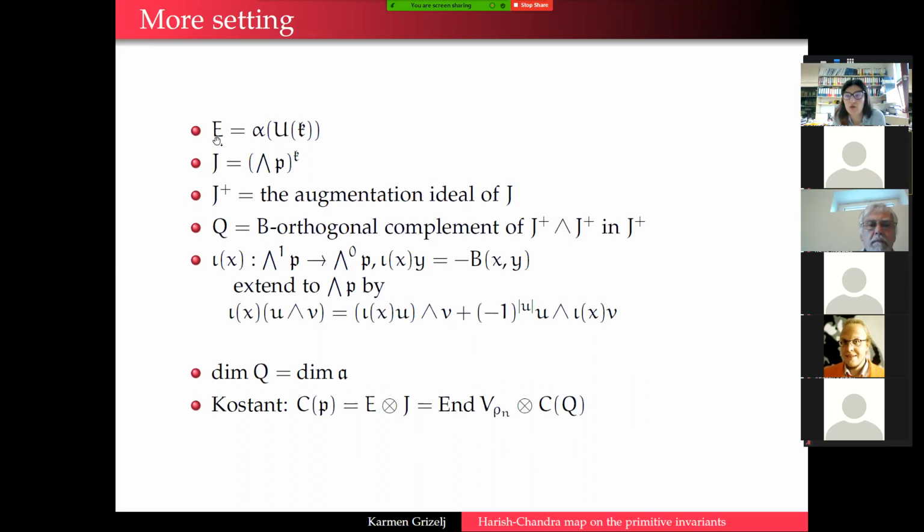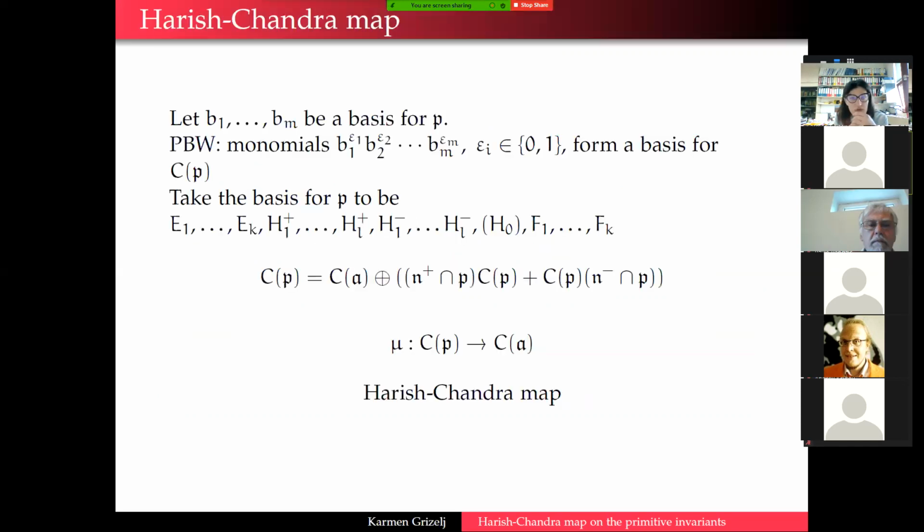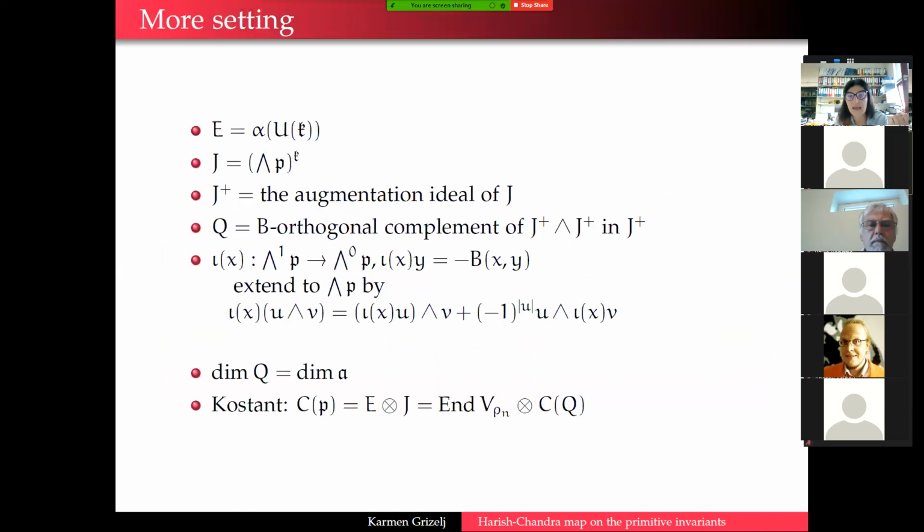So let's denote by E the image of alpha. Yeah, maybe I could remind you what alpha was. So here, this is how it's defined on K, and then we extend it to the universal enveloping algebra. And let's denote by E the image of that map. And let's denote by J the K invariants in the exterior algebra of P.